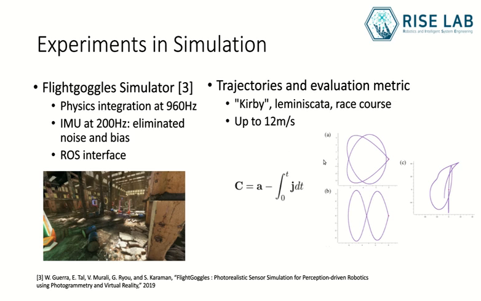We made the drone fly in several trajectories to excite different axes of the motion, and we used this metric, which is basically the difference between the acceleration and the integration of the jerk. This should be a constant, and this metric allows us to see when the jerk estimation model degrades, if this value is not a constant, which we will see in the next graphs.